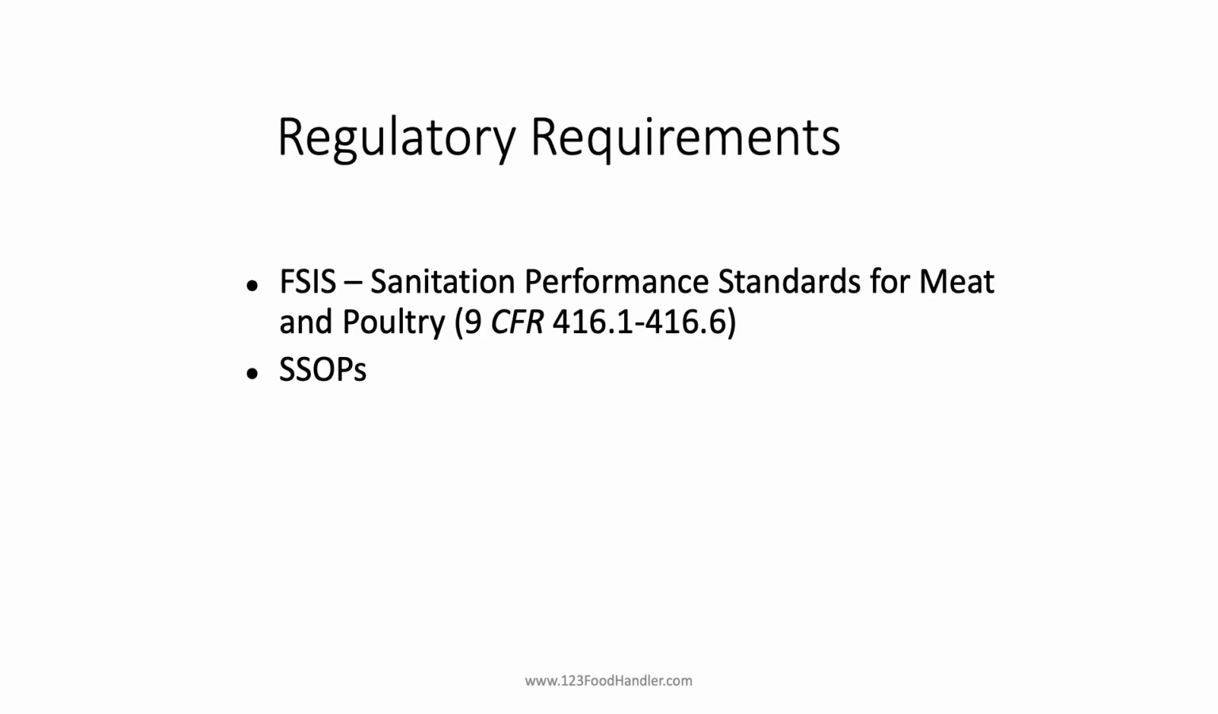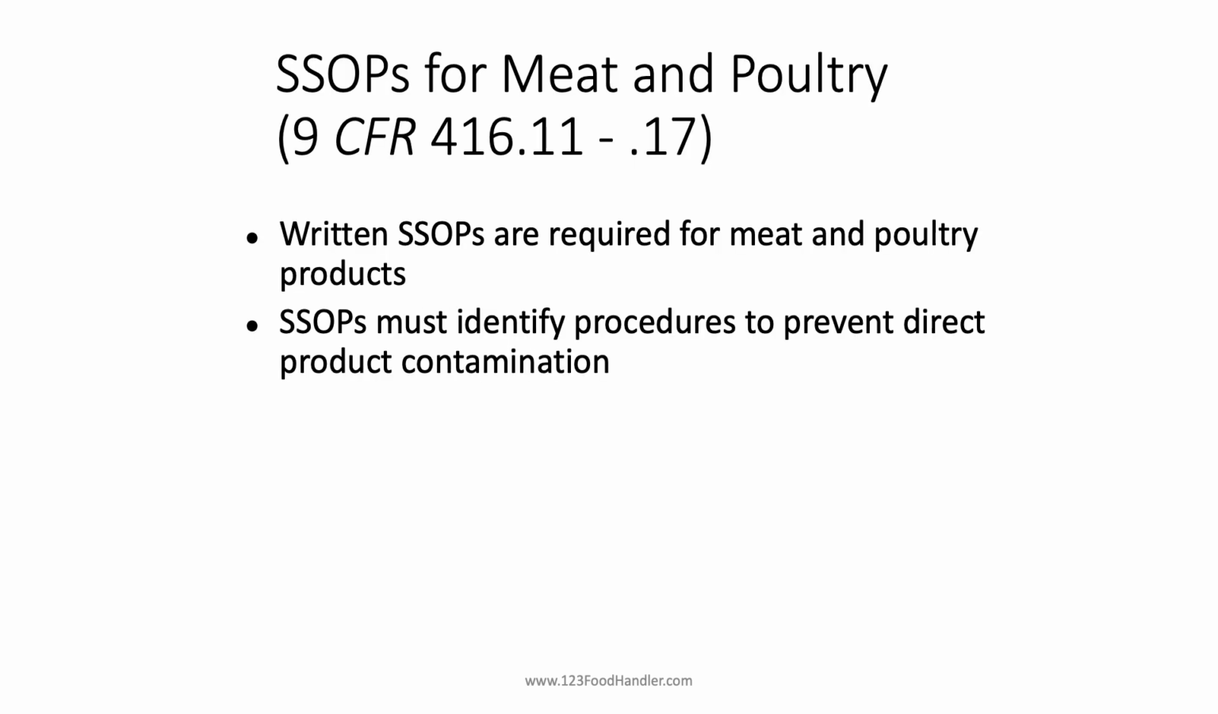Don't forget there are specific regulatory requirements for meat and poultry producers. FSIS, Food Safety Inspection Service, sanitation performance standards are laid out in 9 CFR 416.1 through 416.6. There are additional requirements, SSOPs, which I'll be covering in a minute. SSOPs for meat and poultry: the requirements are laid out in 9 CFR 416.11 through 416.17, which requires written SSOPs for meat and poultry products.